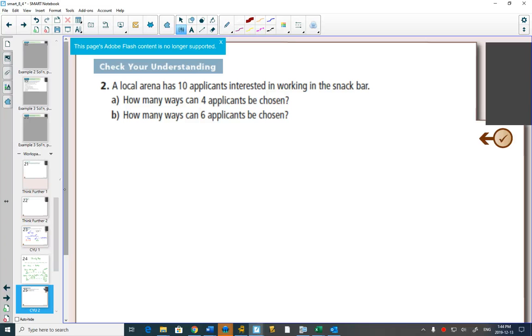Local arena, 10 applicants interested in working in the snack bar. So they decide they can hire 4 people. Does it matter if you get hired first or you get hired third? No, you still have the same job. Where would the order matter?